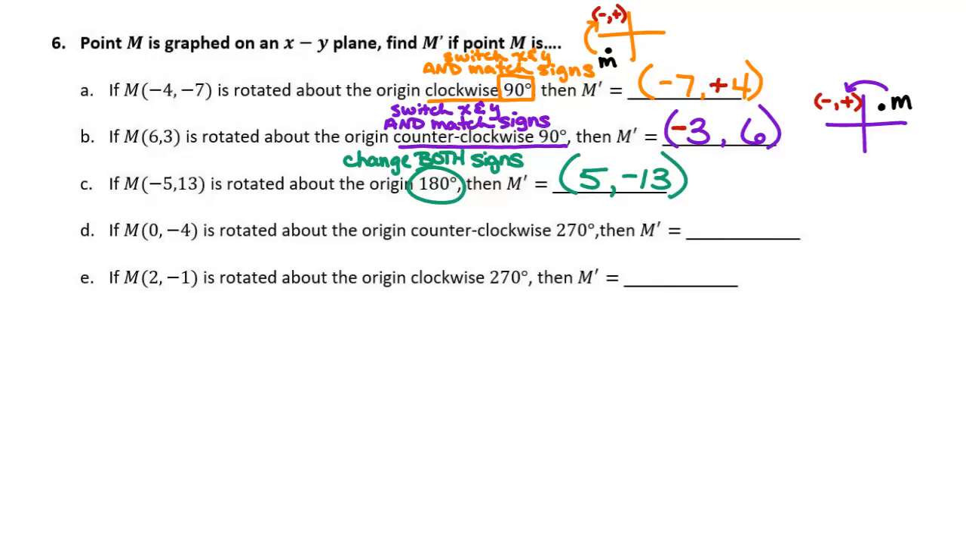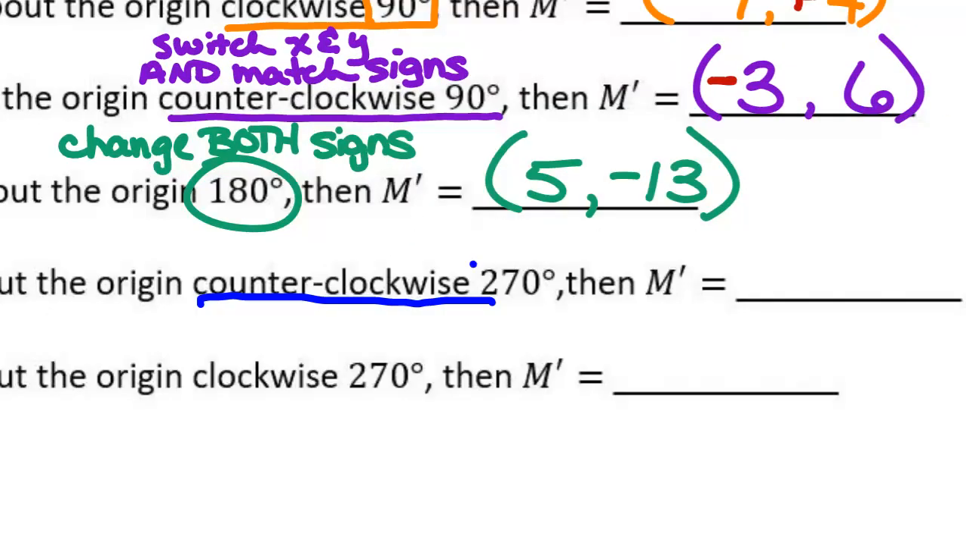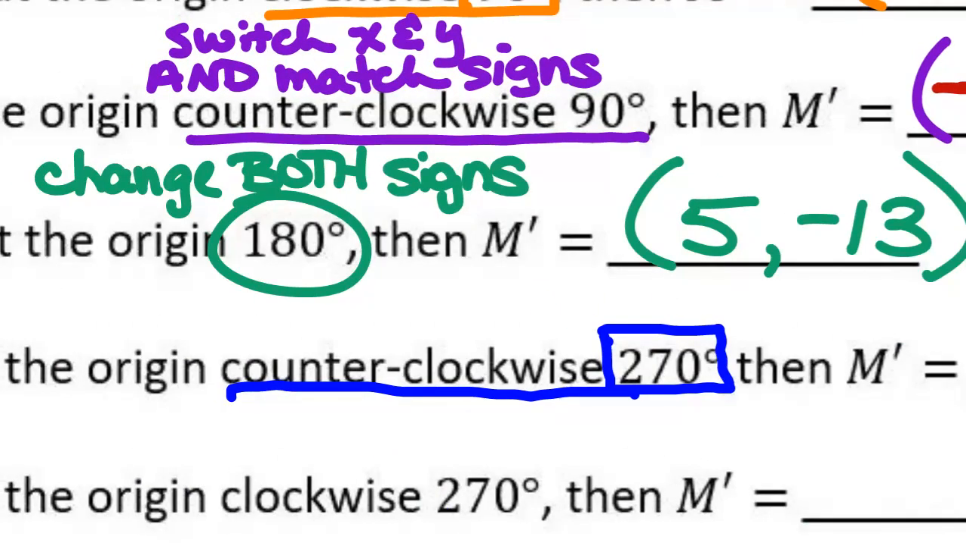All right, we were ready for part D. It said if M at 0, -4 is rotated about the origin counterclockwise 270 degrees, then M prime equals. So we're going to go counterclockwise 270, which means we're going to switch x and y and match our signs, just like with a 90 degree.